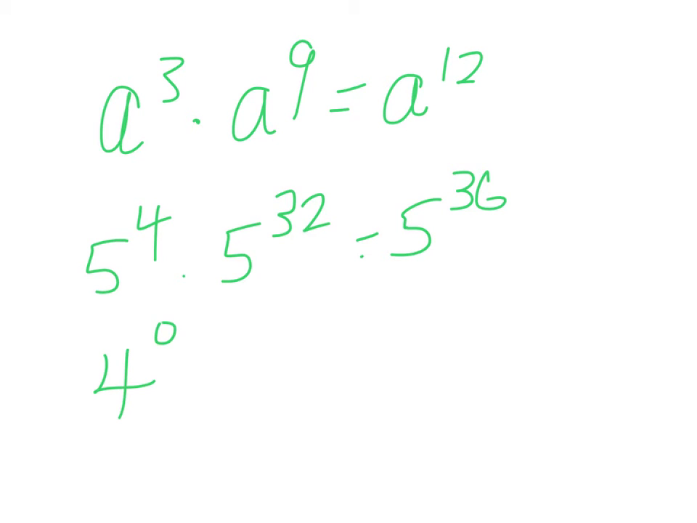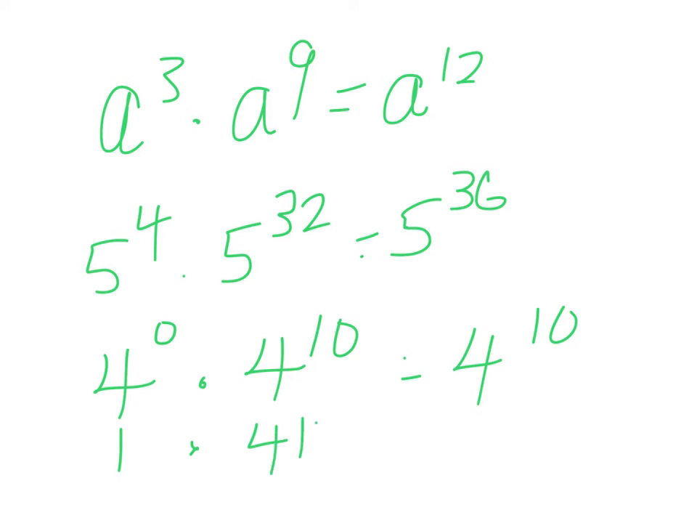Four to the 0 times 4 to the 10th equals 4 to the 10th. By the way, 1 times 4 to the 10th equals 4 to the 10th. So what do you think 4 to the 0 equals? It's not 0, and it's not 4. Maybe you can figure it out.